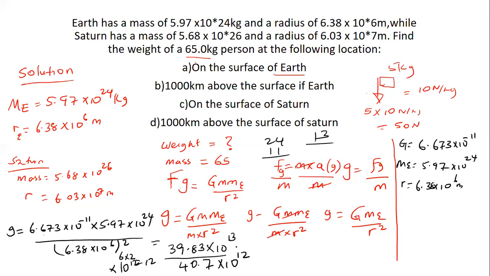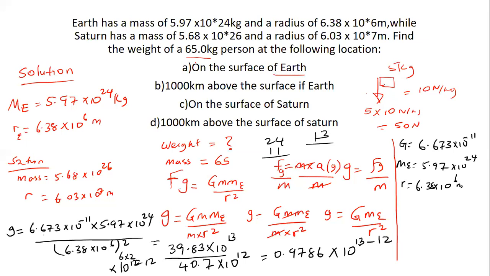You see that? And remember, you can also solve this in a very simple mathematical way. But let's solve 39.83 divided by 40.7, and that's going to give you 0.9786 times 10 raised to power what? You will say 13 minus 12, because you're dividing it. 13 minus 12 is 1.